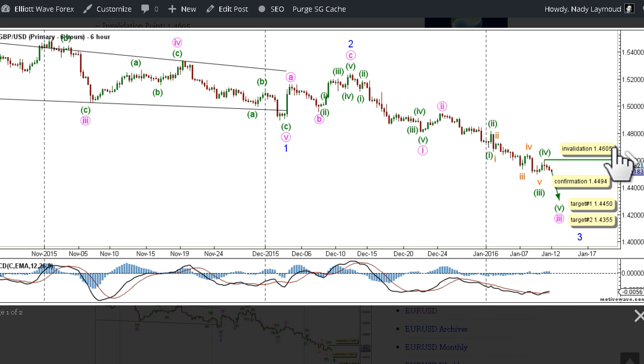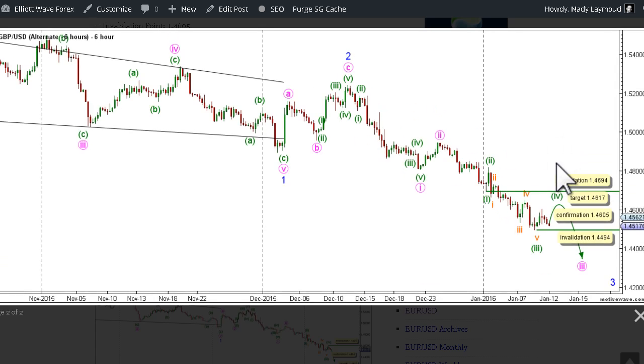If that upper invalidation point is met, we will move automatically to the alternate 6-hour chart, and the alternate 6-hour chart expects that wave 4 green is incomplete, and that wave 4 green has more to offer towards the upside. This count could be confirmed by movement above 1.4605, and we have a very close target at 1.4617, as at that level wave 4 green would reach 0.382 the length of wave 3 green, and that is a common target for the completion of a fourth wave.